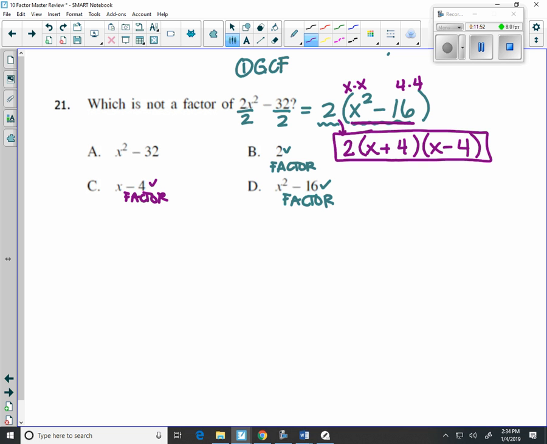X minus 32 is not a factor because when you pull that 2 out, you have to divide both terms, not a factor. And that is your Factor Master review.